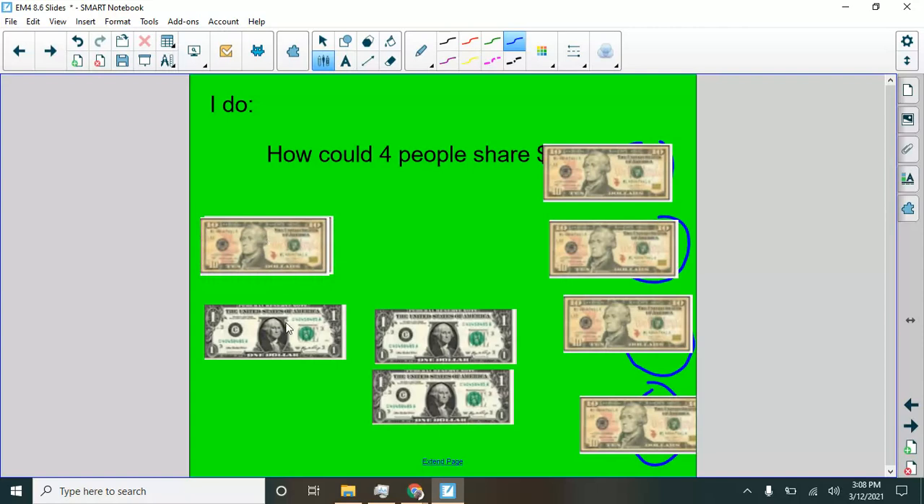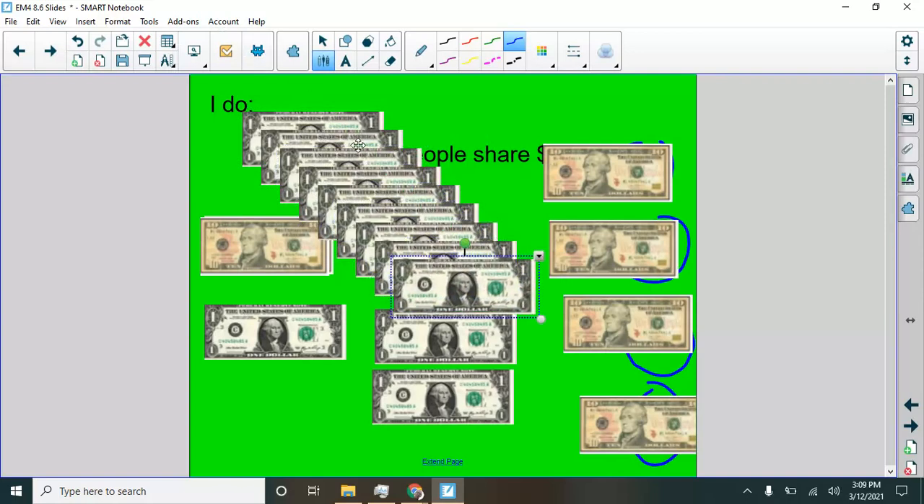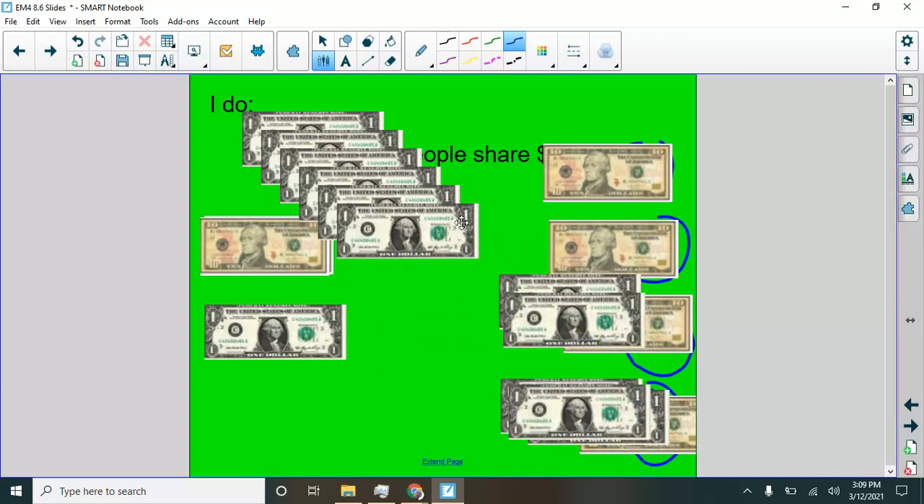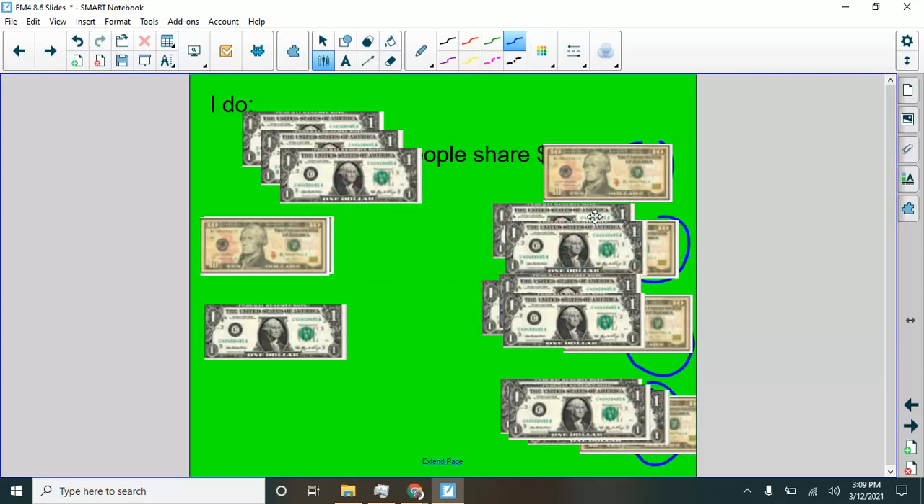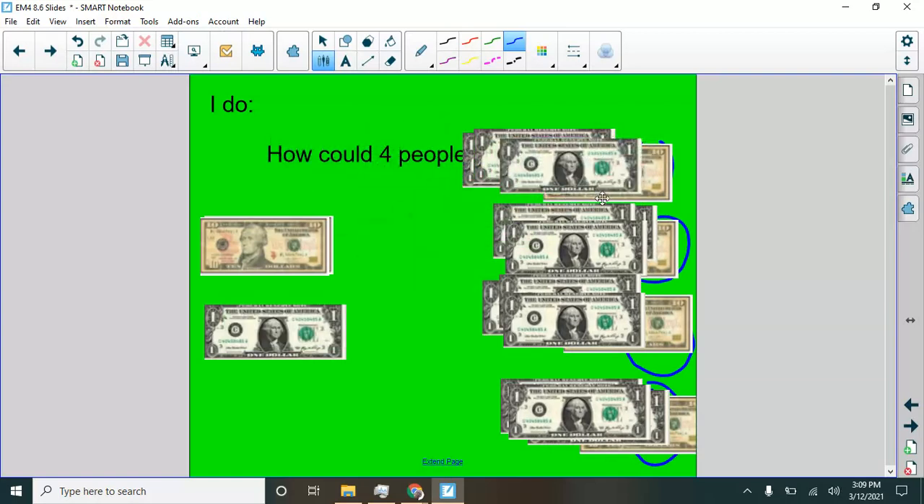I'm going to trade in my 10, and I'm going to get some 1s. All right, I'm going to get 10 ones. So there's 1, 2, 3, 4, 5, 6, 7, 8, 9, 10. Now I have 12, right? I have 10, and I had 2 more. I had 12 of these, and I need to divide them among 4 people. Well, I know what 12 divided by 4 is. I can think something times 4 equals 12. 3, right? So each of these people is going to get $3. 3 for you, 3 for you, 3 for you, and 3 for you. Uh-oh, I miscounted. I needed 1 more. So now everybody has $13. That is how I would split that.